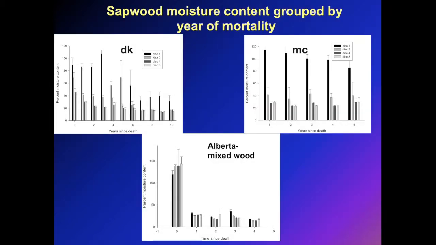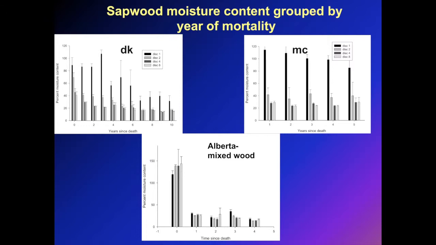The sapwood moisture content is probably the single most important variable when it comes to the changes in wood properties in these trees. Moisture content drives everything. It's the process of the trees drying out that creates the checks, but it's also a requirement for saprot fungi. If it gets too dry, saprot fungi can't do their thing, and they don't create decay. So I'll talk a little bit more about that later.